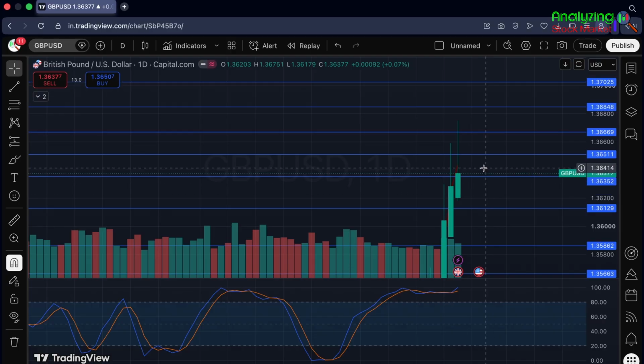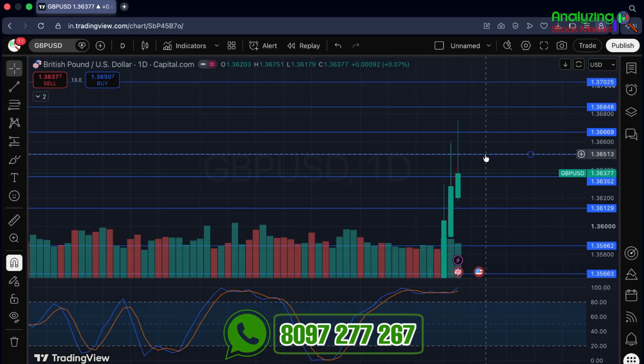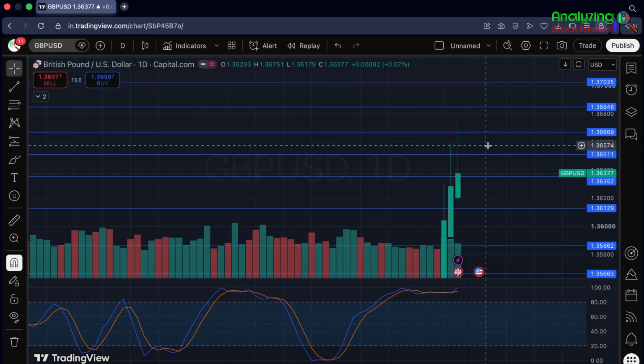So if you're going for any long trade, you need to wait for the 1.36511 level to get breached with a 4-hour or 1-day candle closing. If you're going for any swing trade or positional trade, then you can wait for this level to get breached, and once a 4-hour candle closes above it or a 1-day candle closes above it, that is a confirmation candle which says that it will go further high. So you can target this level. You can even wait for this level by trailing a stop loss.